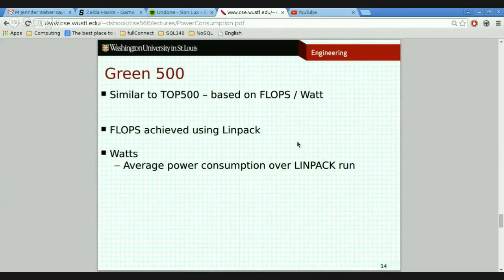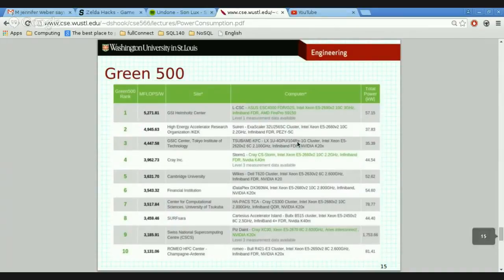So who do you expect to be on top of the Green 500, right? Who's going to be number one? Well, this is the most recent list from November of last year. They haven't released the list for July of this year yet, although they will soon. Now, we'll be sure to talk about that when it happens. But you see this GSI Helmholtz Center computer is the number one computer in the world in terms of power efficiency, with 5.2 gigaflops per watt, right? So very, very, very efficient.